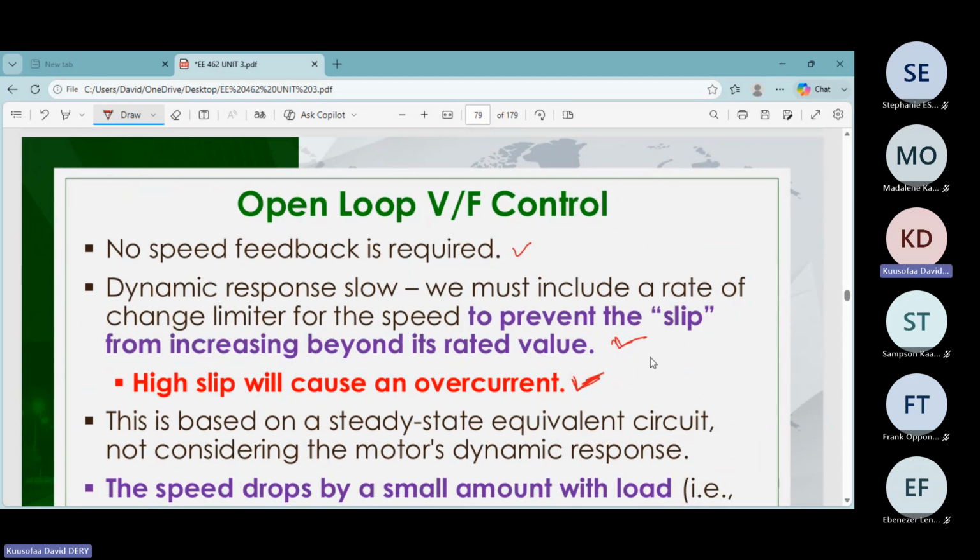So this is RR over X. If this is increasing, this value is basically reducing. If you look at IR, we are saying that it's VS over R. So if this is increasing, then I is also increasing. That's why high slip will cause an overcurrent, from this relationship. This is based on the steady state equivalent circuit and not considering the motor dynamic response. We're just looking at the steady state operation of the motor.